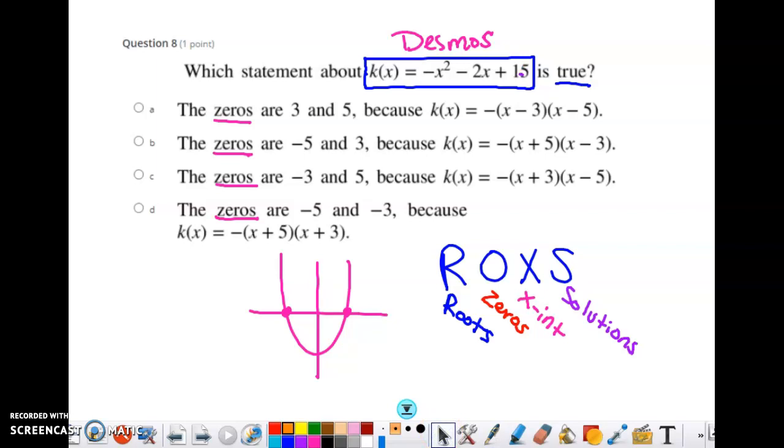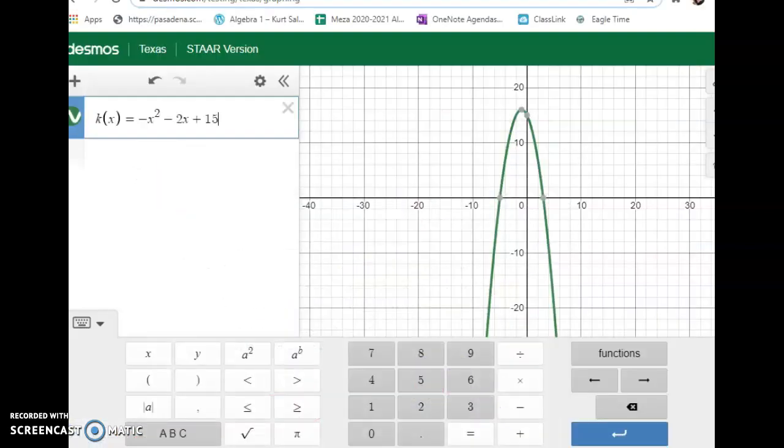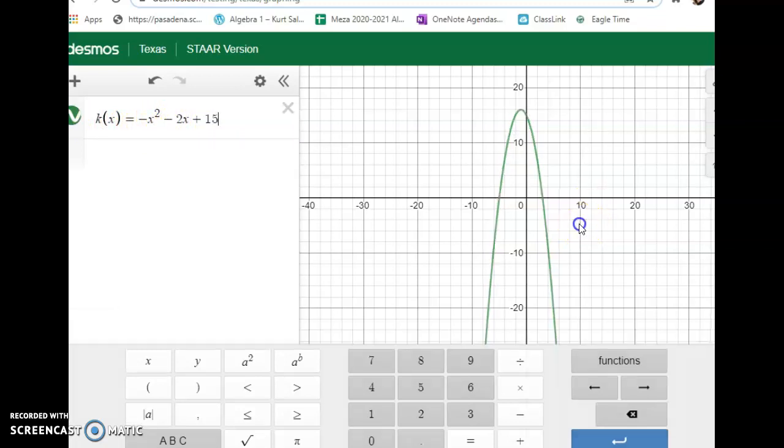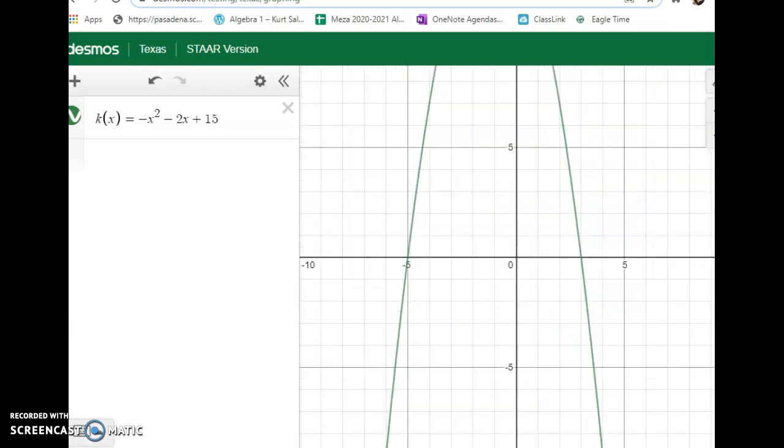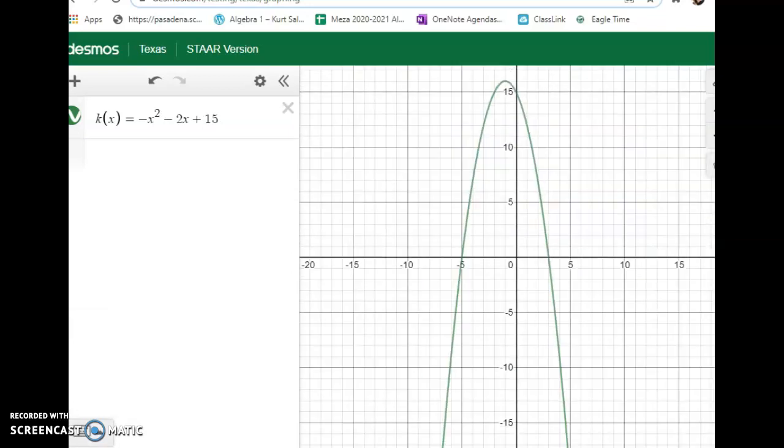So k of x equals negative x squared minus 2x plus 15. This is what it looks like. So k of x equals negative x squared minus 2x plus 15. This is what the graph looks like. I had to zoom out in order to look at it. And then if you click on the solutions, the zeros, the roots, the x-intercepts, those are it. So it's negative 5 and positive 3.